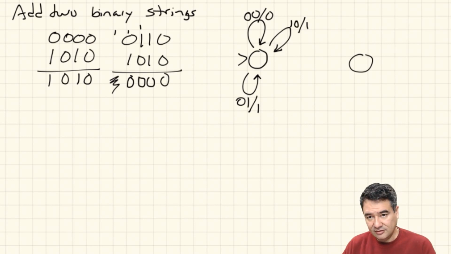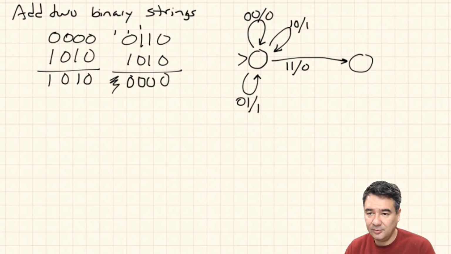And then there's the fourth possibility, which takes us over to this other state, which is if we get 2 1s, then we should output a 0. And then we go over to our state where we're handling carrying a 1 through. So notice that we're not actually doing the carry. We're just, by going to another state, representing the fact that we have a carry.